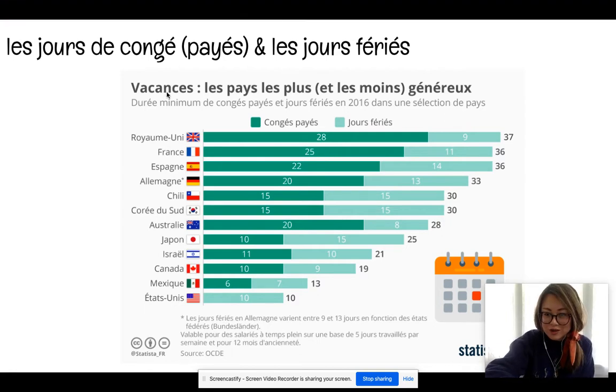Alors, juste pour clarifier un petit peu, parce que vous n'êtes pas là, un jour de congé is just a day off. And in this infographic, it says congé payé, which is specifying paid days off. Et puis, il y a les jours fériés. So, les jours fériés are also days off, but the difference is it's a day off because it's a holiday. So, it's essentially a federal holiday.